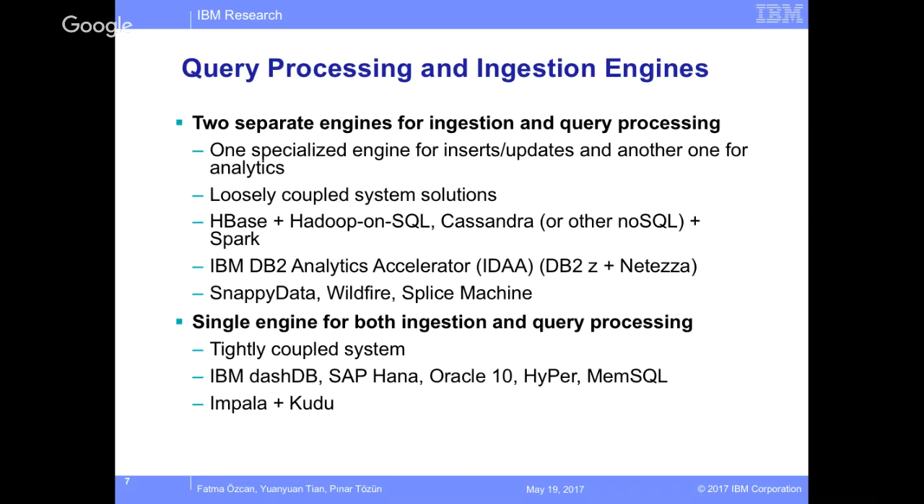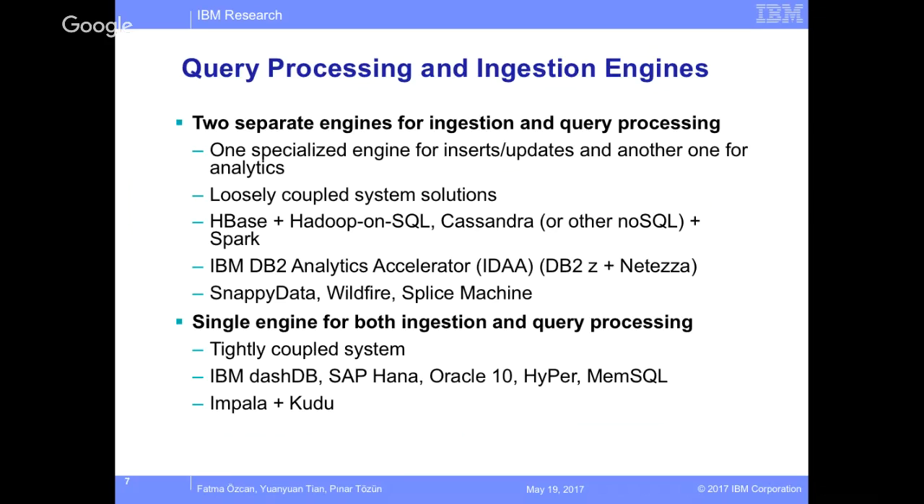The first dimension we want to look at is: OLTP and OLAP, we want to do both in a single system. So the first thing is, some of these systems say, okay, I have 2 separate engines that specialize in each, and I'm going to provide some sort of solution that integrates both, either loosely or tightly, and we are going to see examples of both of them.